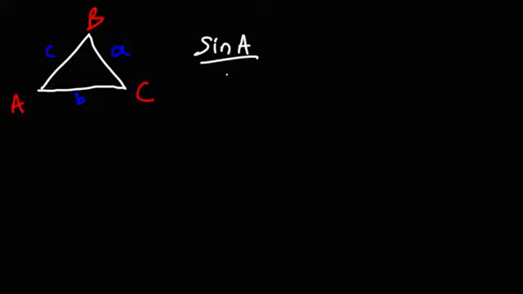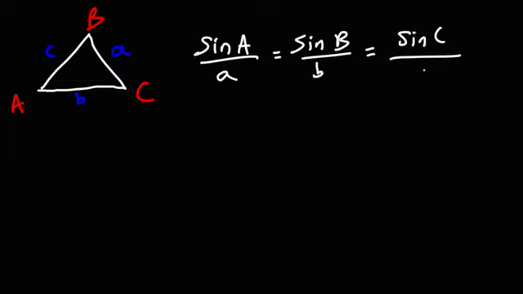Next, we have law of sines. So let's say this is angle A, angle B, angle C. Opposite to angle A is side A. This is side B and side C. Sine of angle A over side A is equal to sine of angle B over side B, which is equal to sine of angle C over side C. So that is the law of sines. So if you have a triangle and you want to find the missing side or the missing angle, the law of sines is a good way to solve the triangle.